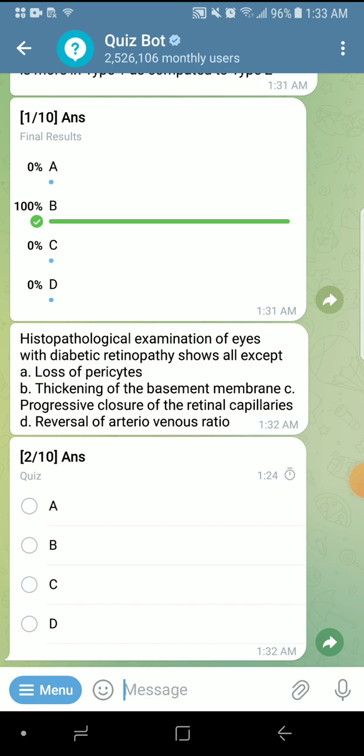So B option I don't know, but A and C I know. But D option is reversal of 2 is to 3, which is the normal arteriovenous ratio. In diabetes, there is no relation with 3 is to 2. That is wrong. There is no reversal of it. In hypertension, there will be 1 is to 3 and in complications 1 is to 4 because of tortuous dilated veins. But this arteriovenous ratio is not affected in diabetes, so I should know that. So which of the following is false? D is the answer. Even if you don't know A, B, C, you should know D.